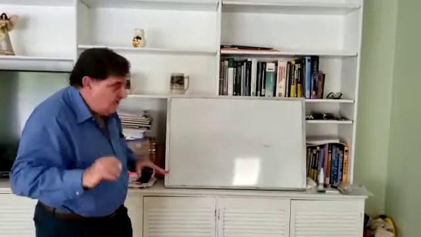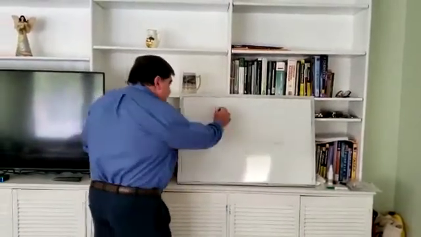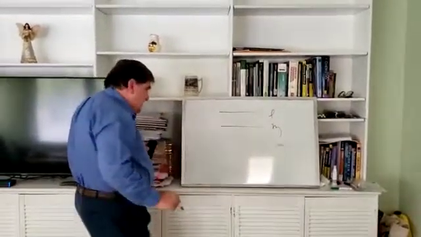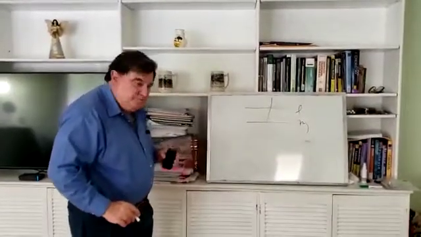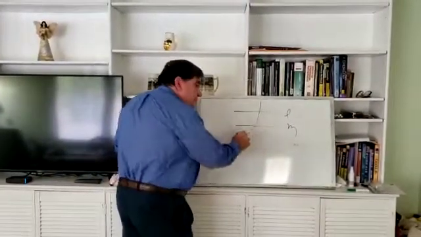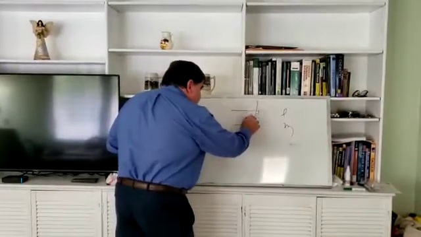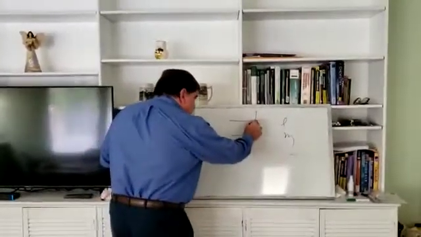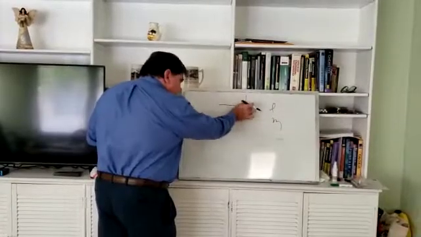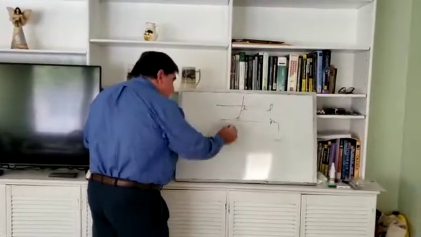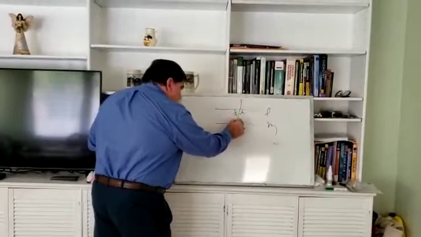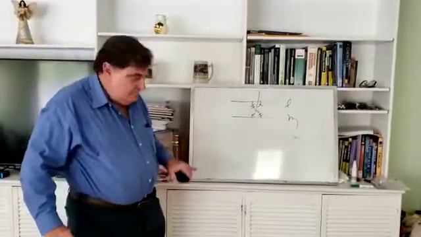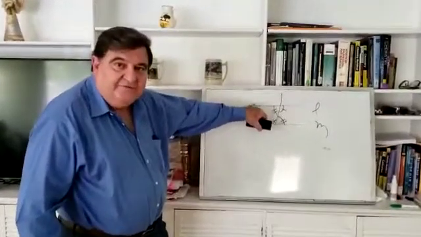The alternate interior angles theorem states that if you have two lines, call them L and M, that are cut by a transversal, we have two pairs of alternate interior angles. This is one pair. If these two alternate interior angles, either pair, are congruent, then the lines are parallel. That's the alternate interior angles theorem.